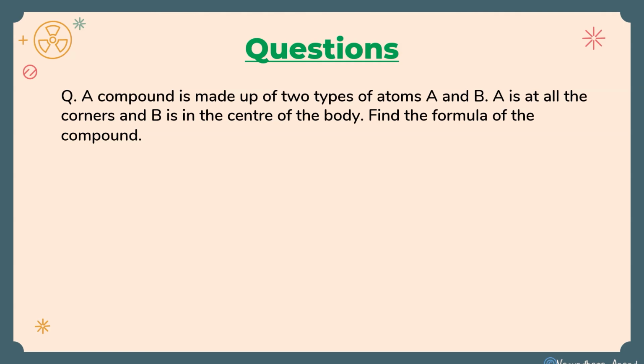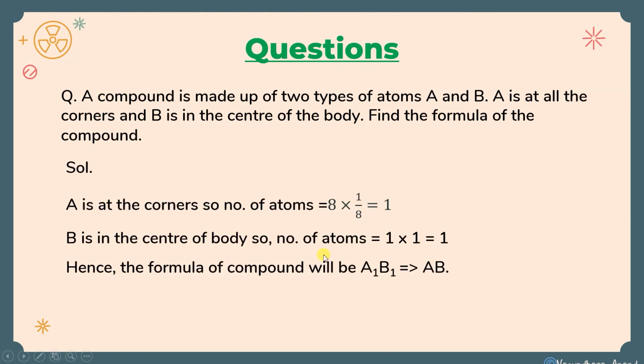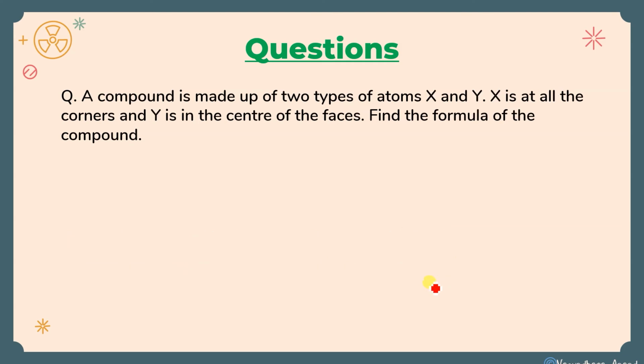So easy question. Yes, A is at the corner, so total number of particles is 8 and contribution is 1 by 8, so number of atoms will be 1. Clear? And B is in the center of the body, so number of atoms is 1, because one particle in the center and the contribution is 1. What will be the formula? जो भी ये ratio है, that will give you the formula AB. Got it? Let's do another question.